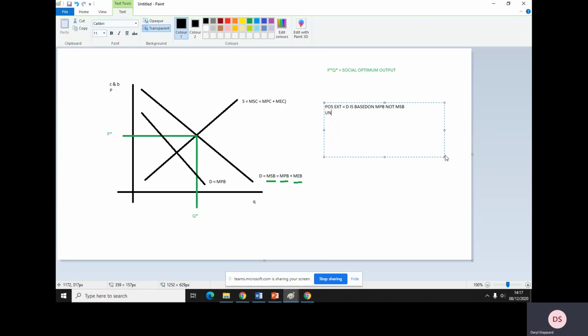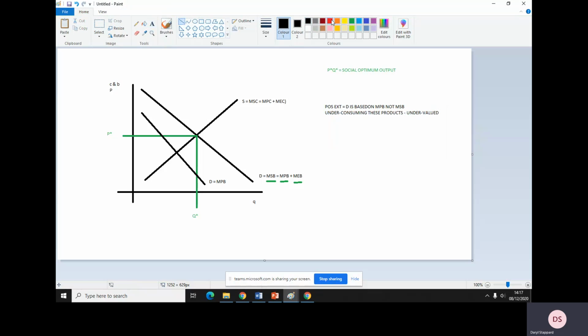This would lead to people under-consuming these products. They undervalue them, if you like. They're undervalued by society. Now look what this will mean in this marketplace then. This will now mean the market will be in equilibrium at this point here.